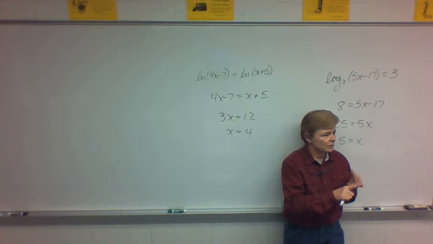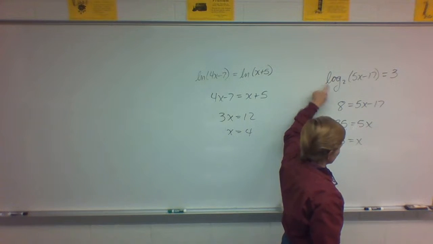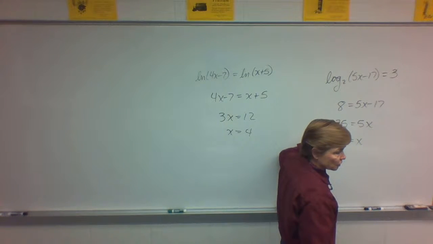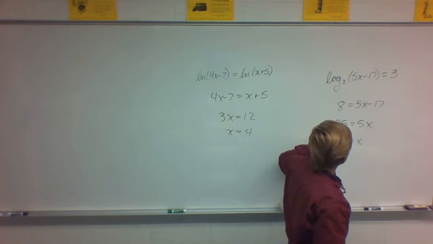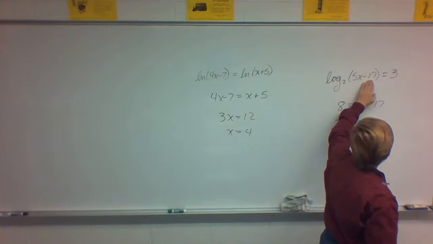You can't log a non-positive. You can't even log 0. And you can't square root a negative. Those 3 things cause problems. Since our equation began with one of those problems, you have to check this to make sure it's going to work. So what we do is we plug it up in here and we say, okay, 5 times 5 is 25, and 25 minus 17 is 8.